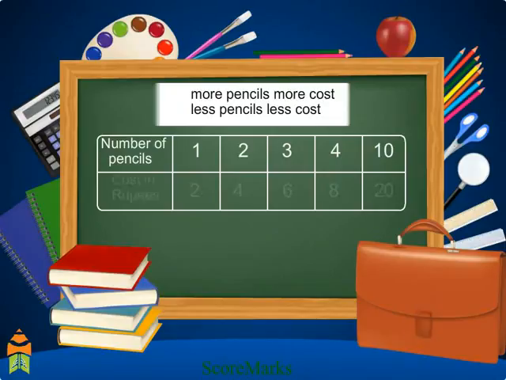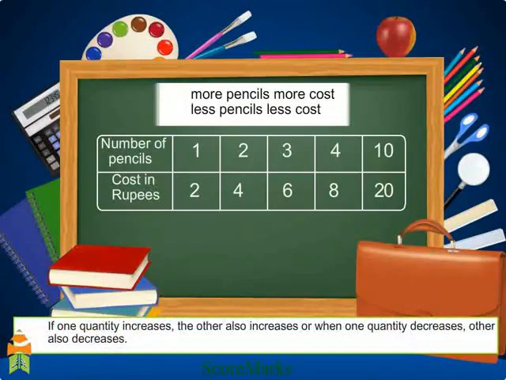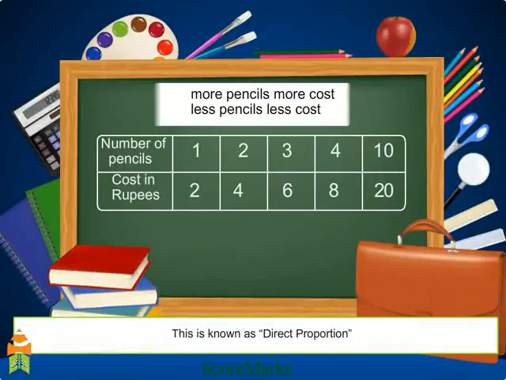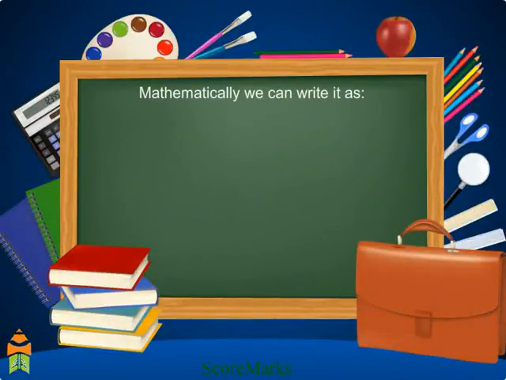Now look at this table. It is clear that more the pencils, more the cost. Less pencils, less cost. So we conclude that if one quantity increases, the other also increases, or when one quantity decreases, the other also decreases. This is known as direct proportion. Mathematically, we can write it as xy is equal to k or x is equal to ky.